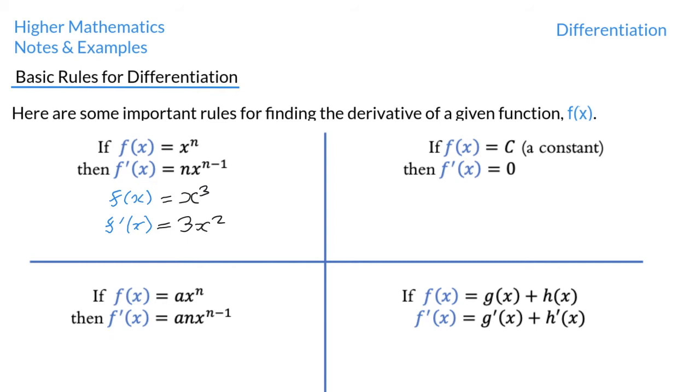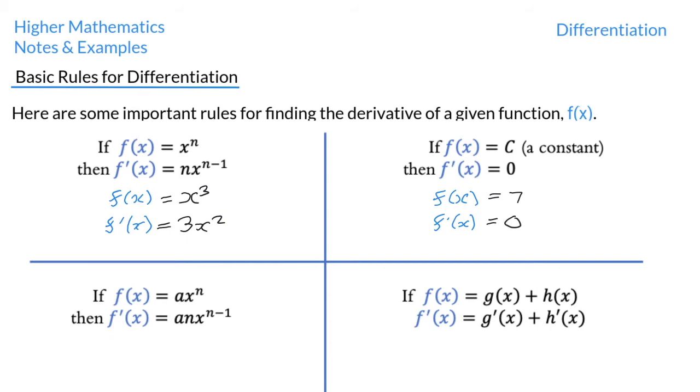Important to know that if f of x is just a constant, so it's just a number, here we're calling it c, then f dashed x will be 0. An example would be if we have f of x equal, let's choose a number, say 7, then f dash x here must be 0. The derivative of a constant is always 0.